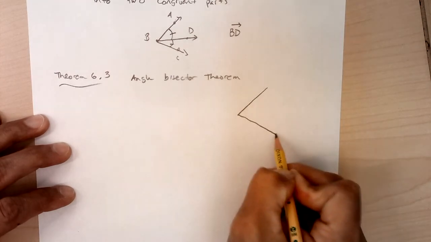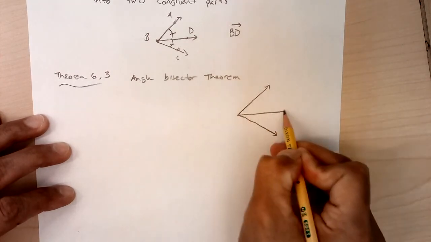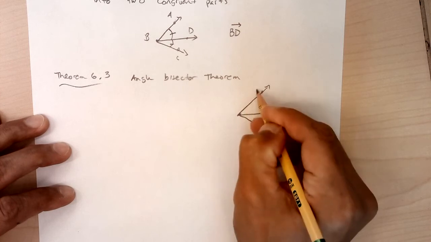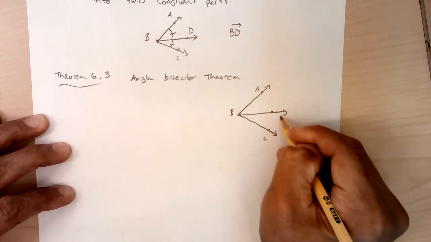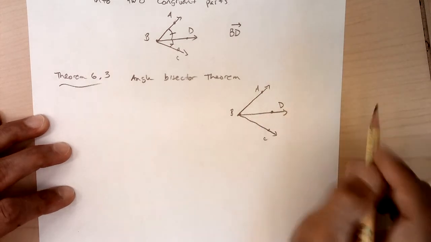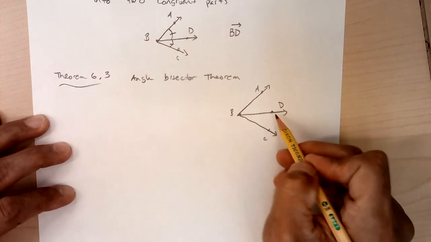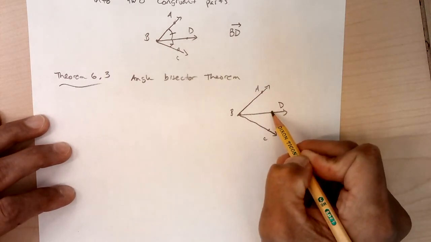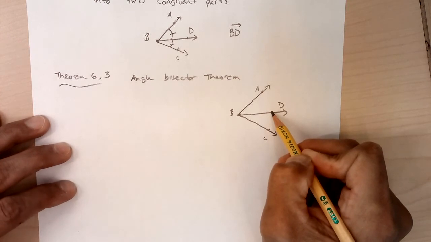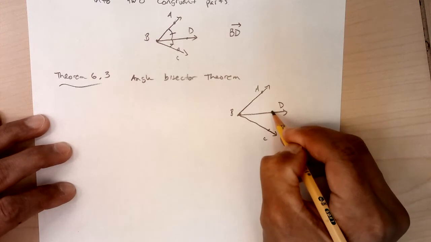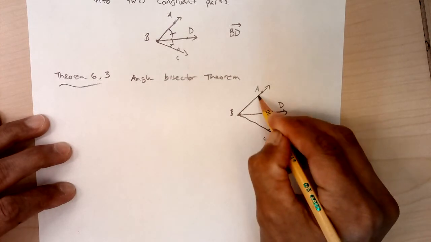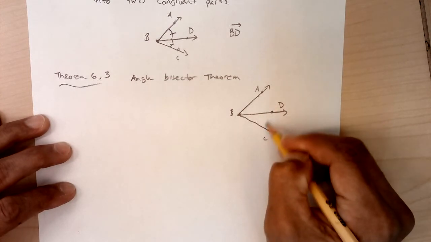If a point is on the angle bisector of an angle, so I'm going to use the same angle that I had in the previous example, angle ABC, and let's just say I have a point D that's on the angle bisector of angle ABC. Then the point is equidistant, so that's the same term again, from the sides of the angle. So that means point D is the same distance away from ray BA as it is from ray BC.